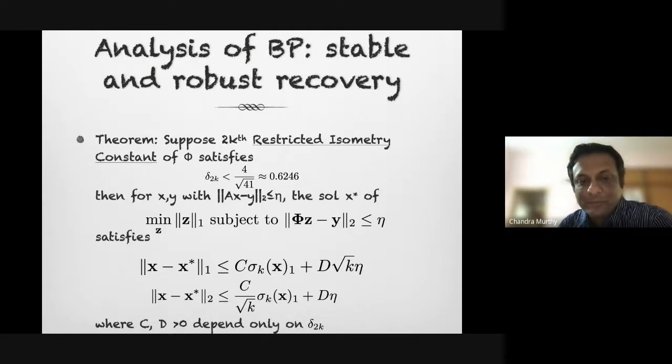So it's hard to understand how well a given phi matrix will perform in terms of sparse vector recovery. The entire dependence on phi has been captured into this restricted isometric constant property. Okay, as long as phi has this 2kth restricted isometric constant less than 0.6246, the result at the bottom of the slide is valid.